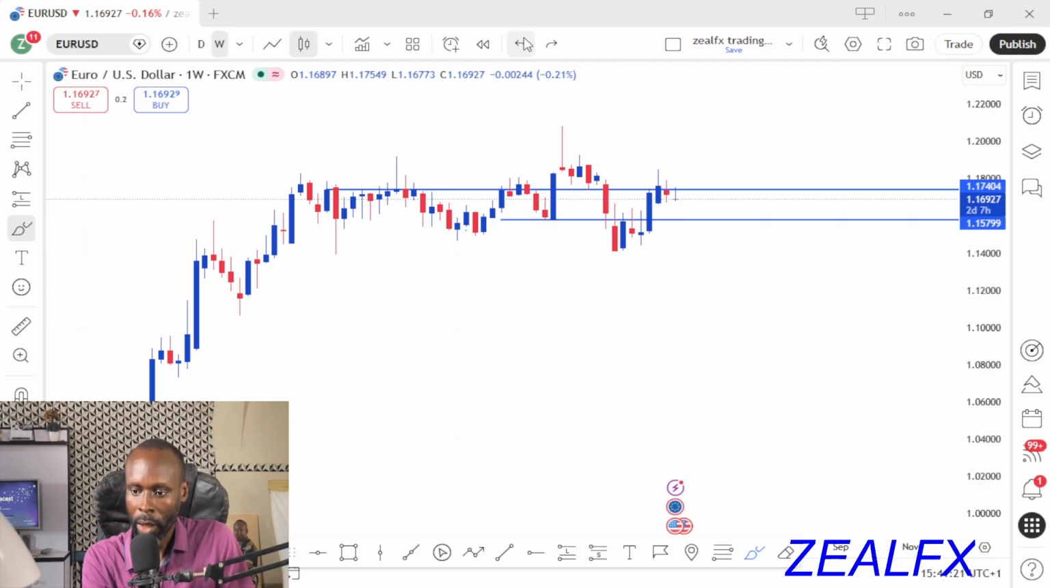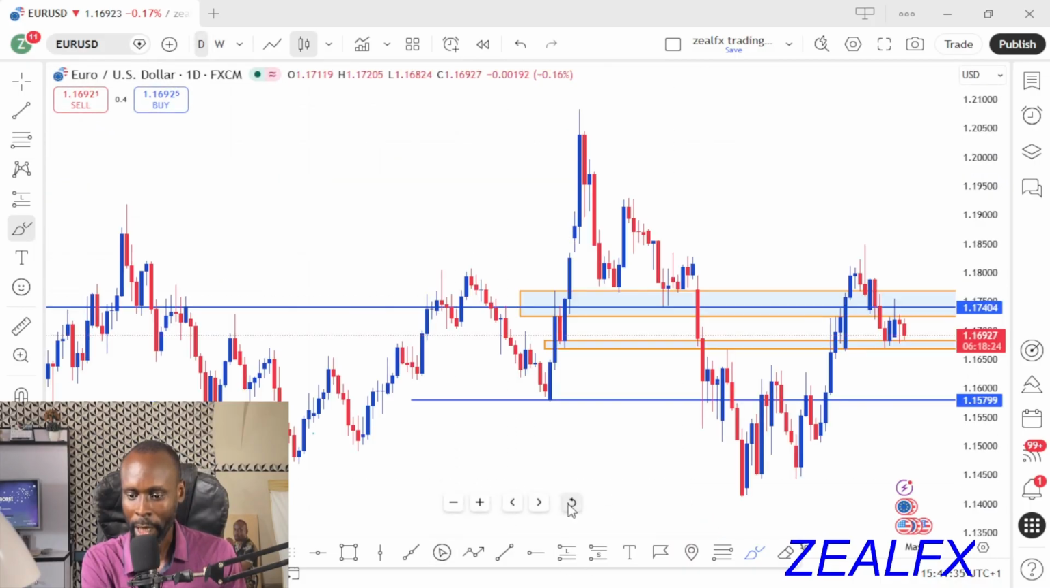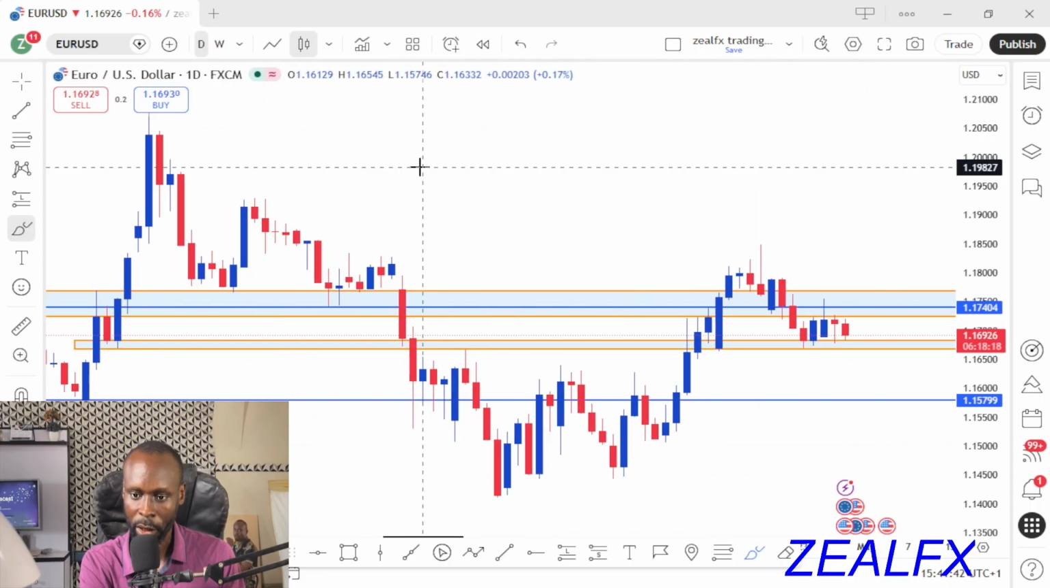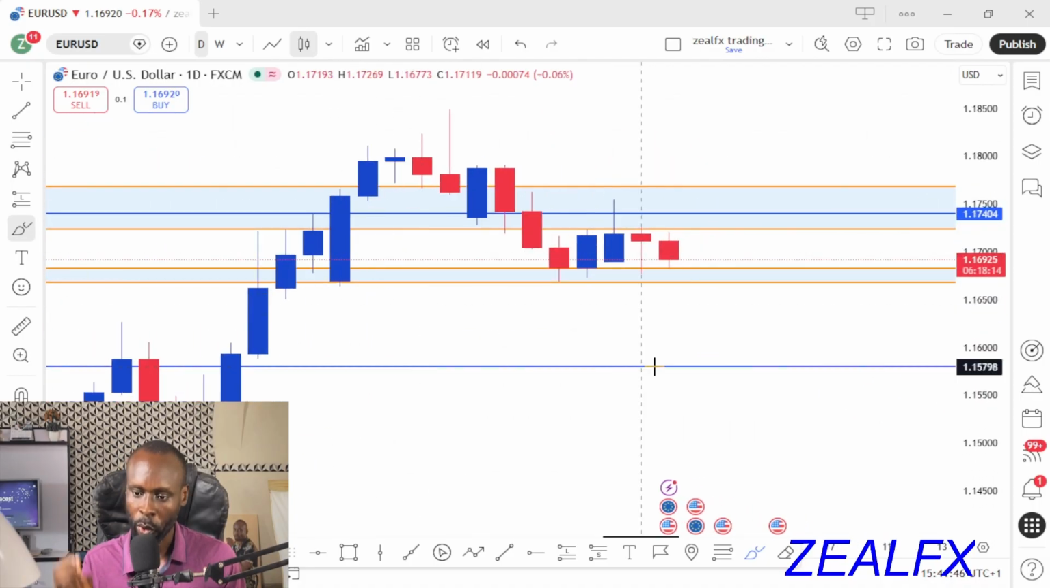So we can clearly see that the weekly time frame has broken down what we are expecting from the Euro USD now. So what do we do next? Let's go back to our daily time frame. So on my daily time frame, we need a confirmation of price for us to sell the Euro USD. We need that confirmation for us to sell this Euro USD to the downside.